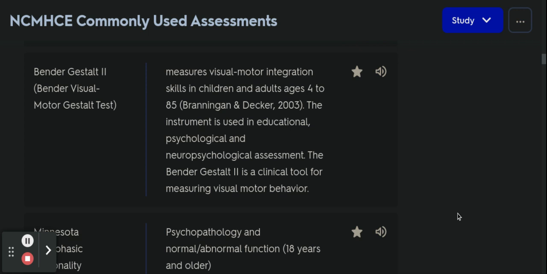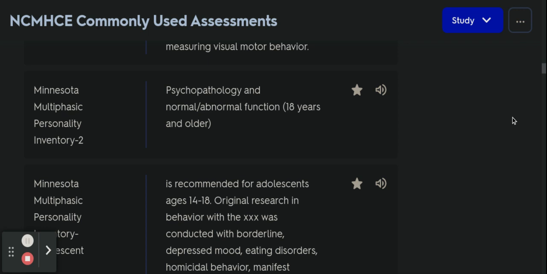Bender Gestalt 2, Bender Visual Motor Gestalt Test, measures visual motor integration skills in children and adults ages 4 to 85. The instrument is used in educational, psychological, and neuropsychological assessment. The Bender Gestalt 2 is a clinical tool for measuring visual motor behavior, psychopathology, and normal and abnormal function. For 18 years and older is the Minnesota Multiphasic Personality Inventory 2.